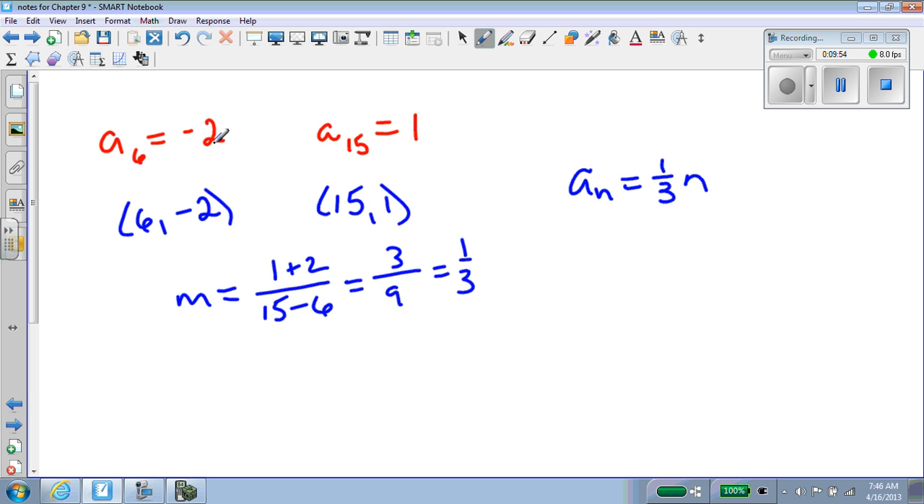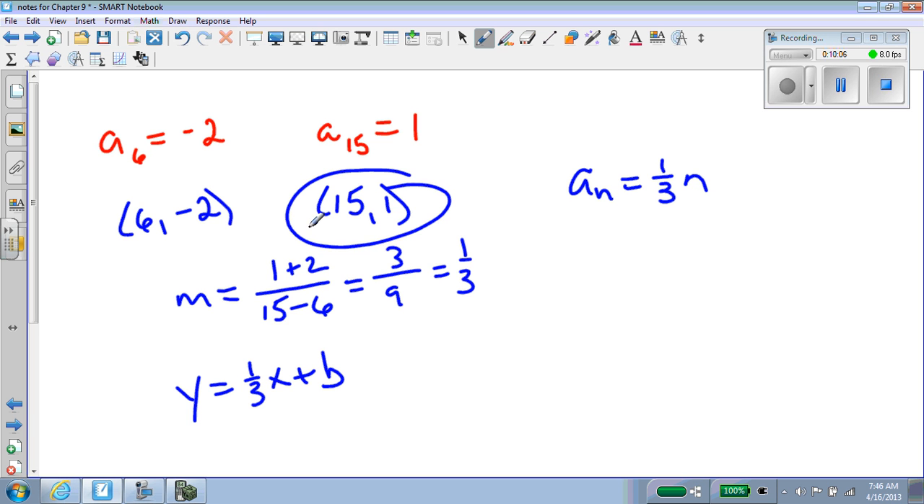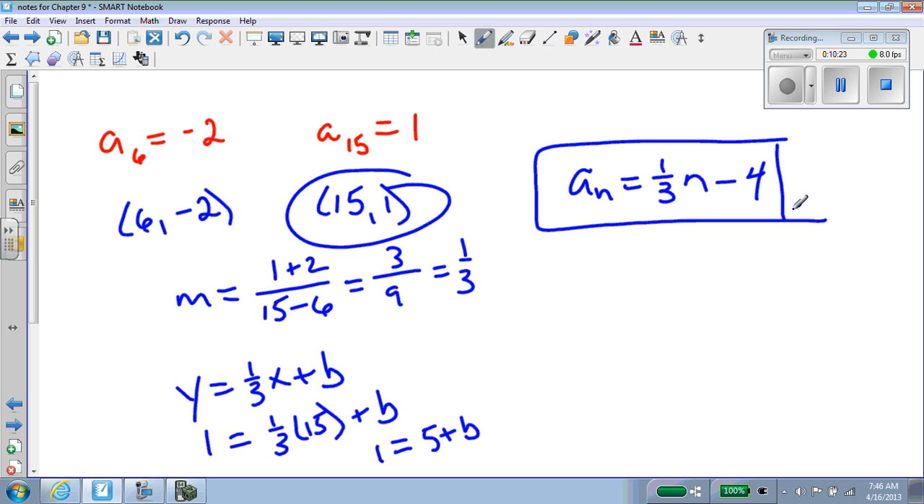Well, I'm going to stick with this like line. If this were a line, I would say y equals 1/3 x plus b. Choose one of the points. Let's say this one. 1 equals 1/3 times 15 plus b. So 1 equals 5 plus b. So b must be -4. There. So again, stick with a sense of linear if the problem is arithmetic.